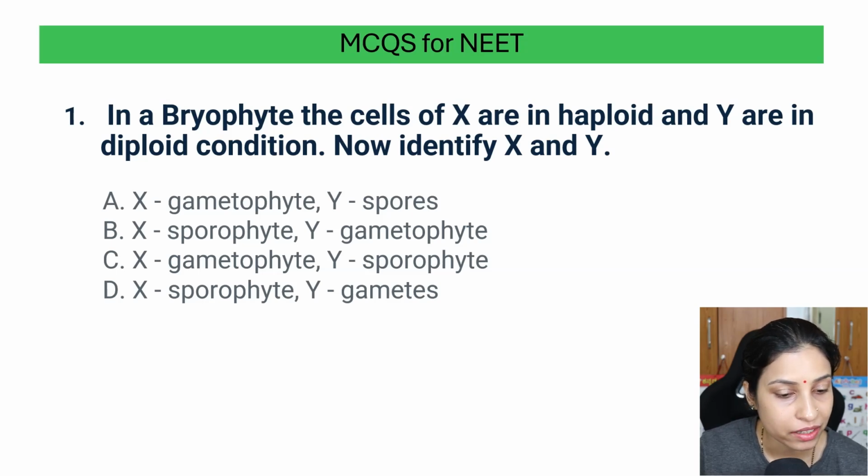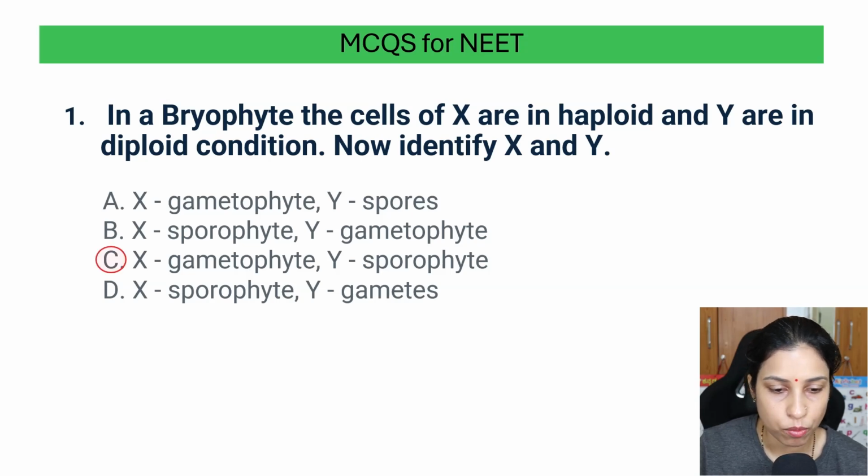X is the gametophyte, Y is the sporophyte. Yes, this answer is correct. Option C is correct: X is a gametophyte, Y is the sporophyte. Okay, moving to the next question.